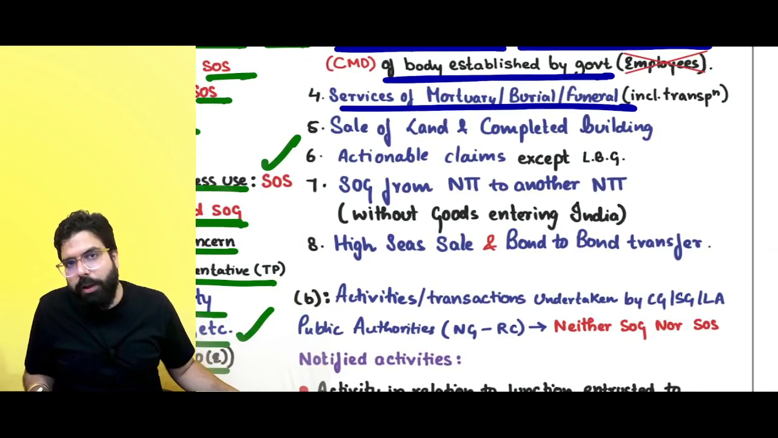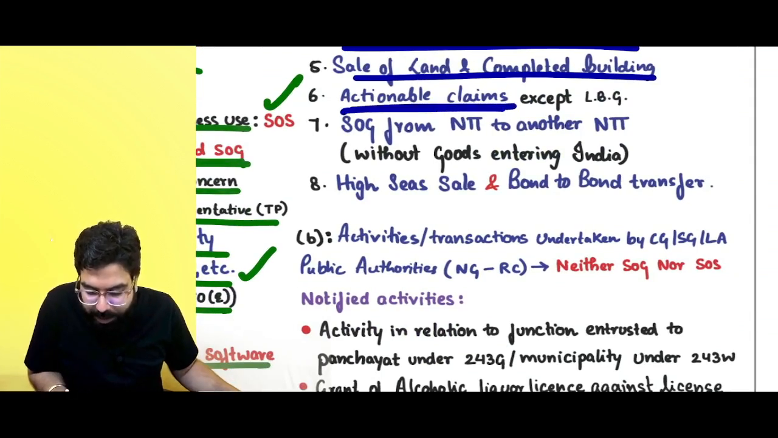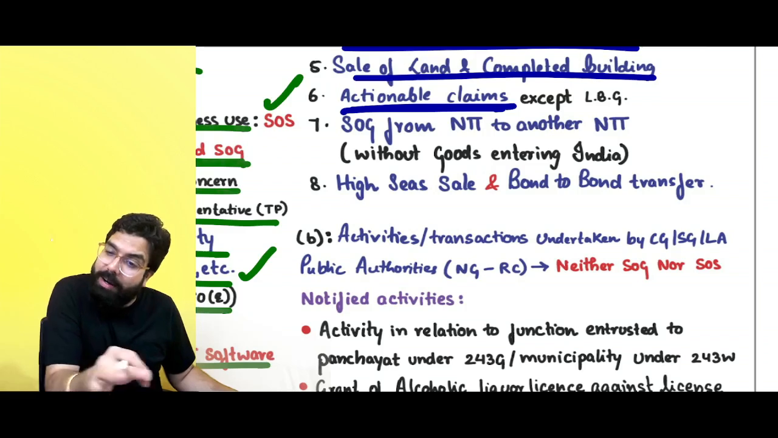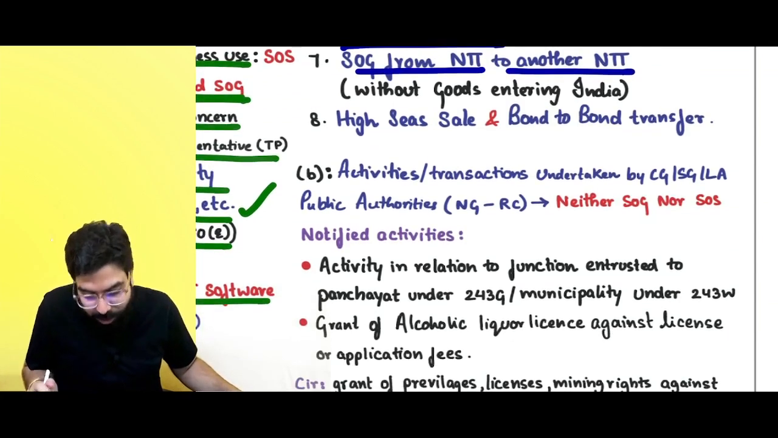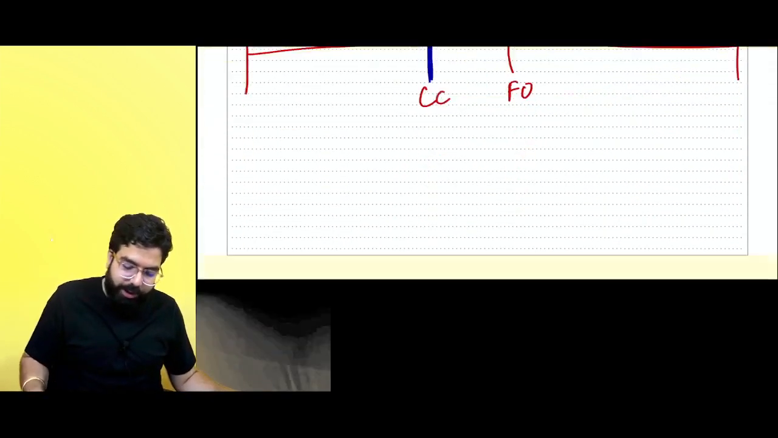Funeral, mortuary, burial services, land and completed building, actionable claim are neither supply of goods nor supply of service other than lottery, betting and gambling. Then we have supply of goods from one non-taxable territory to another non-taxable territory, high seas sale and bond to bond transfer. Yes sir, point is clear.